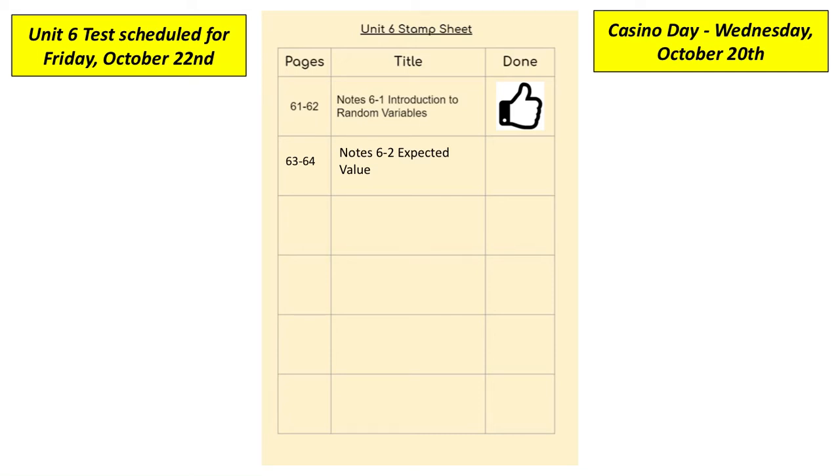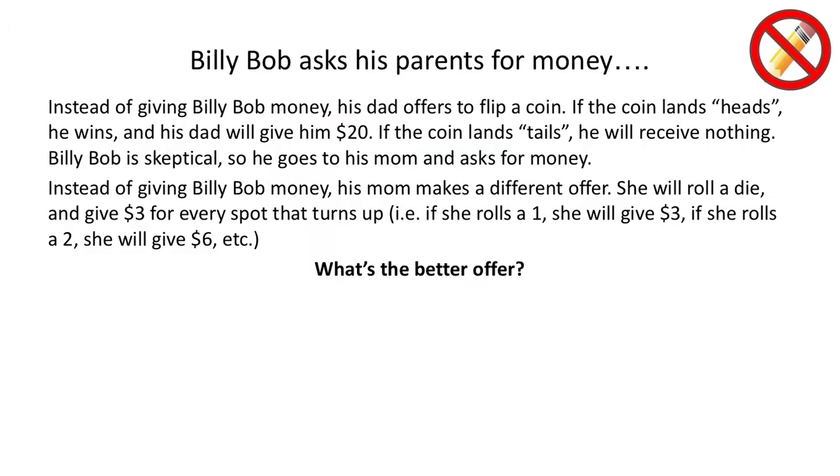All right, here is the video for note 6-2, expected value. So let's consider this situation. Billy Bob asks his parents for money. Instead of giving Billy Bob money, his dad offers to flip a coin. If the coin lands heads, he wins, and his dad will give him $20. If the coin lands tails, he will receive nothing.